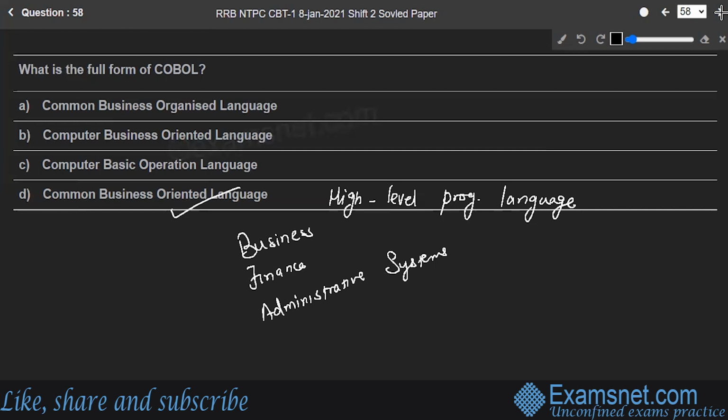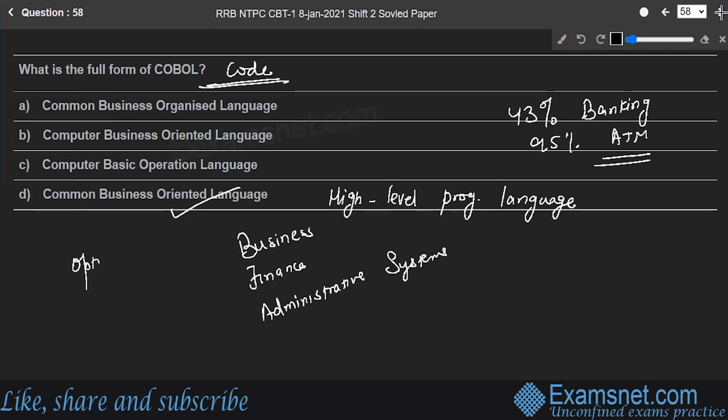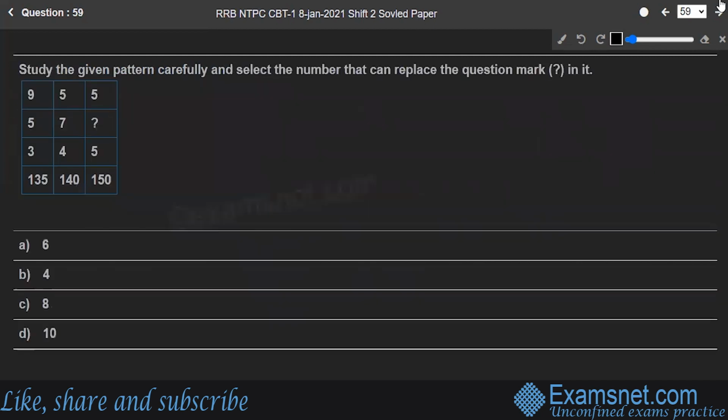For example, an estimated 43% of the banking systems and 95% of ATM swipes use COBOL code only. So see how important this is. And we have option D, common business oriented language, as the answer to this question. Hope you understood this. Next is question number 59.